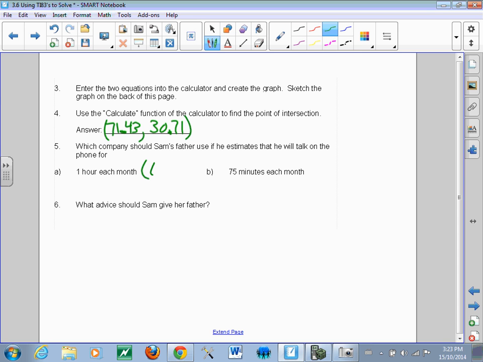So 1 hour is 60 minutes. Look on your graph. 60 minutes is before the point of intersection, so which one's lower? That's Digicel. And why? Because it's lower on the graph. Next, we take a look, 75 minutes. That's past the point of intersection, folks. So Can Talk is going to be cheaper because it is what? Lower on the graph.